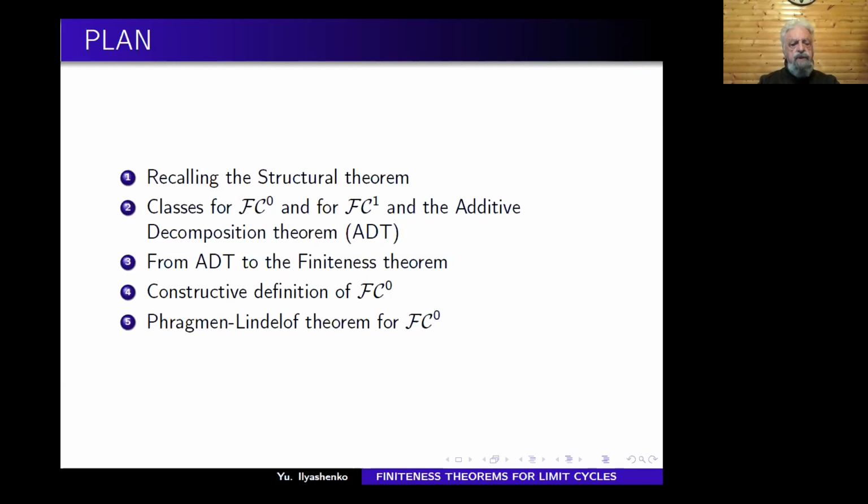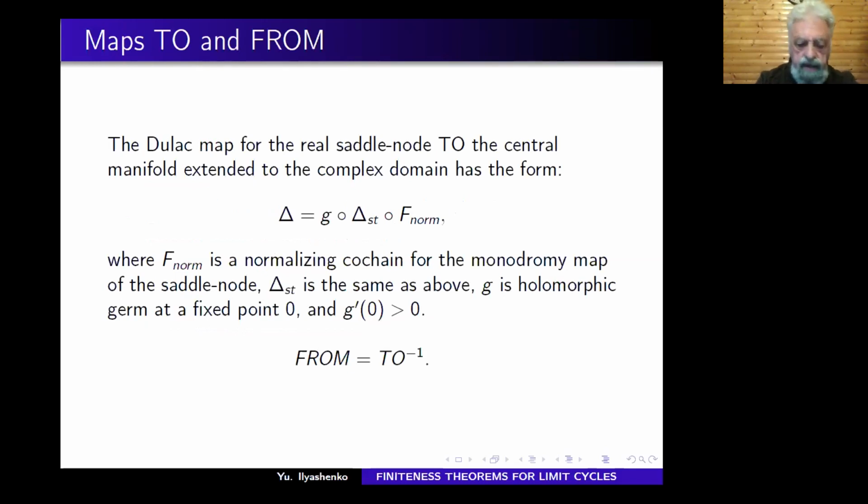One major property is the Phragmen-Lindelof theorem for cochains. And another major property is decomposability of the cochains into super exact asymptotic series. This latter subject is the closest to the semester in Toronto, and I will discuss it in the next lecture tomorrow. And the plan for today is this one. I recall to you what the maps to and from are.